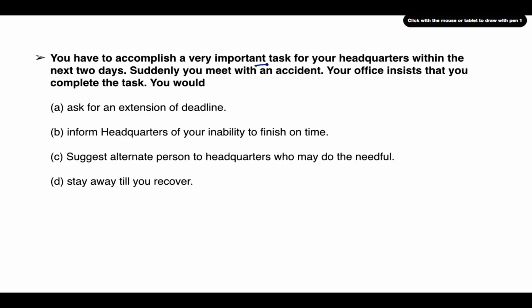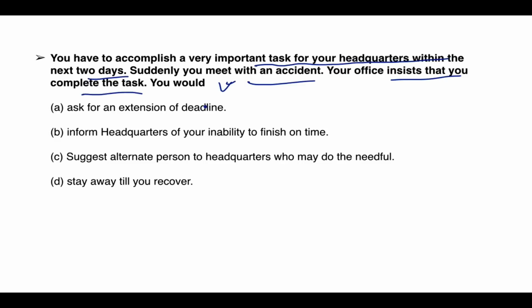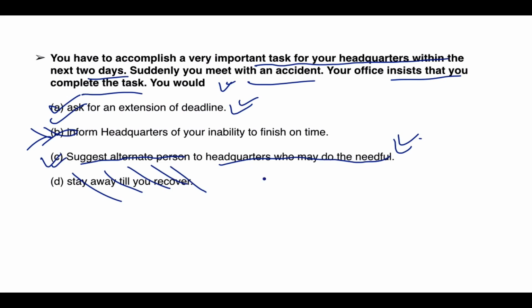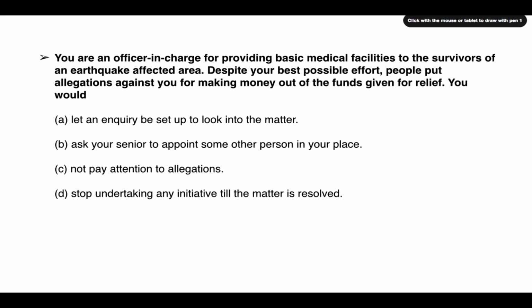You have to accomplish a very important task for your headquarters within the next 2 days. Suddenly you met with an accident. Your office insists that you complete the task. Since you have met with an accident, obviously you have to ask for an extension of the deadline. If it is possible, they will give it to you. You need not inform your inability to finish on time. Since you are already asking for a deadline, it means you will not be finishing it on time because they know you have met with an untoward accident. You can obviously suggest an alternate person to headquarters who may do the needful. There is no problem, and stay away is not an option. It's a type of inaction. So the answer is A or C.